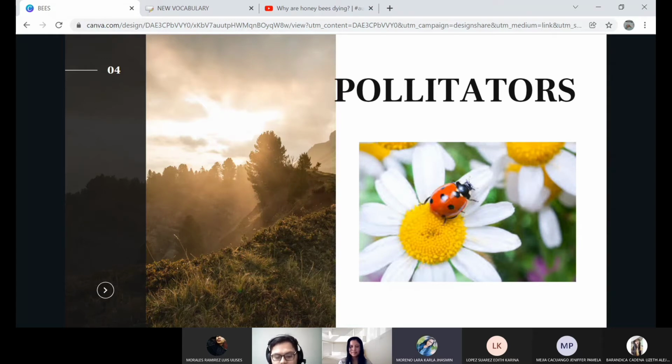Okay, teacher. Pollinators? Okay, pollinators, thank you. Yes, well done. Now, can you define this word? Maybe it's a process, meaning that they carry pollen from one plant to another plant. Yes, that's right. Thank you.